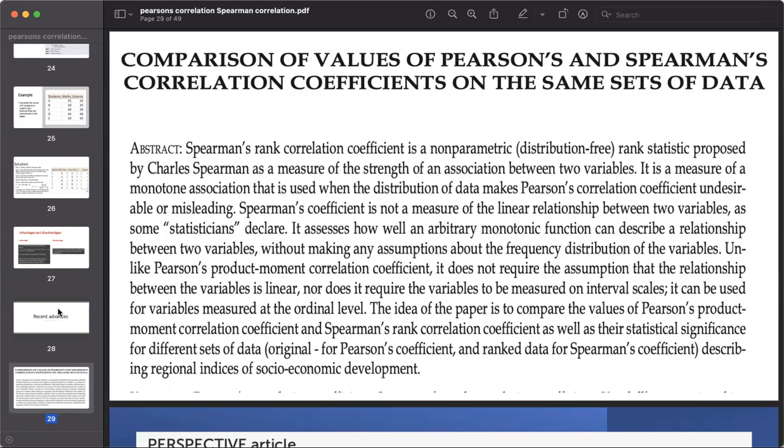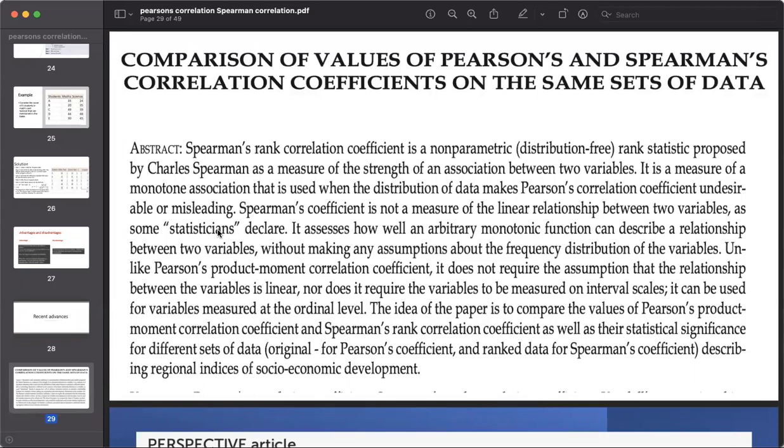It is a measure of a monotone association that is used when the distribution of data makes the Pearson correlation coefficient undesirable or misleading. The Spearman coefficient is not a measure of the linear relationship between two variables, as some statisticians declare. It assesses how well an arbitrary monotonic function can describe a relationship between two variables without making any assumption about the frequency distribution of the variables.